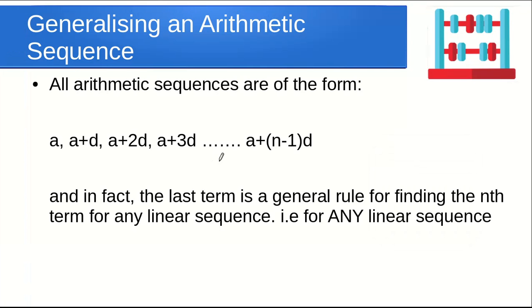Okay, generalizing an arithmetic sequence. All arithmetic sequences are of this form: a, a plus d, a plus 2d, a plus 3d. This is of course where a stands for the first term and d stands for the common difference.